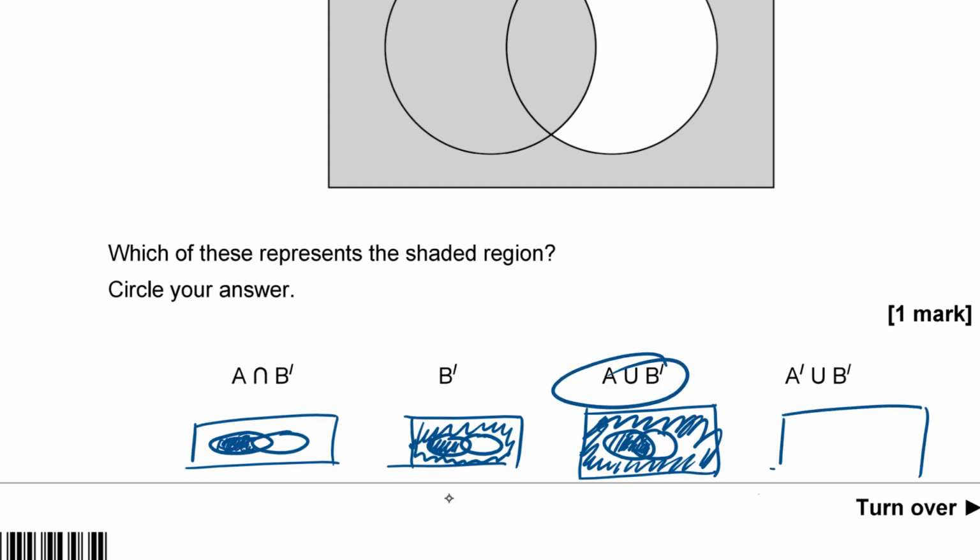Everything outside A union with everything outside B. Well, everything outside A is everything outside of that circle, and everything outside B is everything outside of that circle. So everything outside either circle is going to be everything bar the bit in the middle, isn't it? It's going to leave you that little bit in the middle. Okay, so yeah, it's that one there, A union B dash.